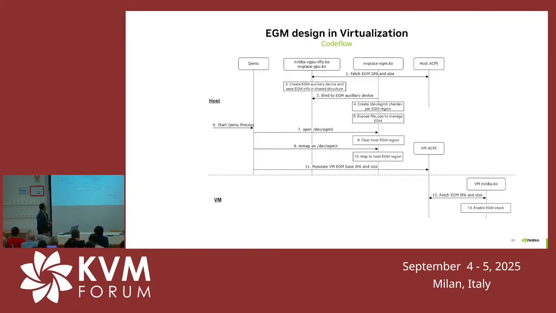Then the request for mmap comes into dev EGMX, which results in again the handling by NVGrace EGM, which would map it to the host EGM region. And lastly, it populates the VM's EGM base IPA and size to the VM's ACPI tables. So the VM boots up, it would then just fetch the EGM IPA and size and enable the EGM stack.